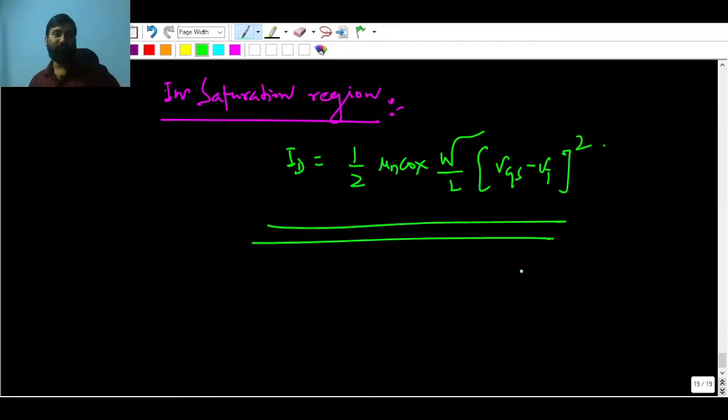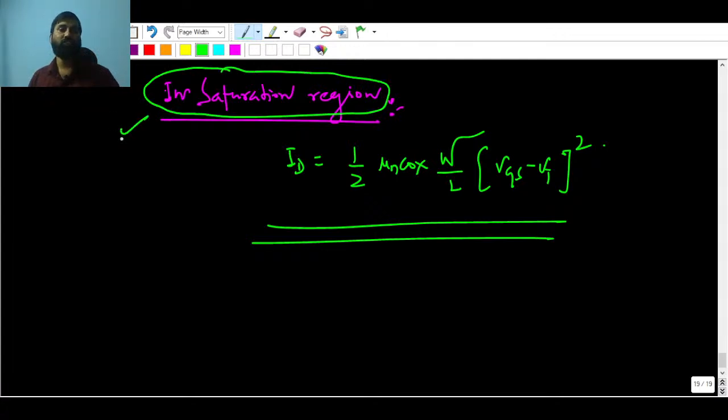I hope this is clear for everyone. When your drain to source voltage is less compared to VGS minus VT, that is the linear region. And if your VDS is further increased, your MOSFET will be driven toward saturation, where the MOSFET behaves like an amplifier.